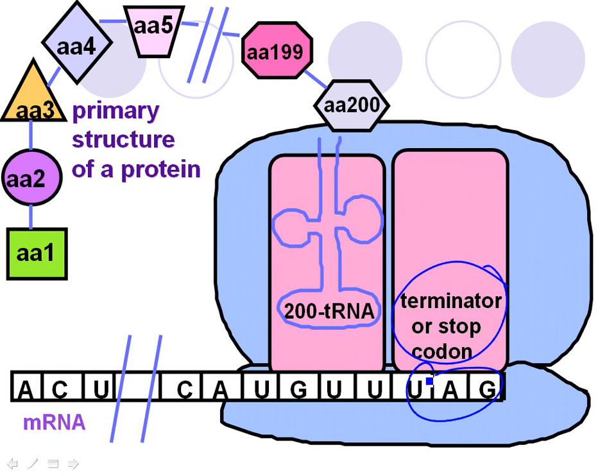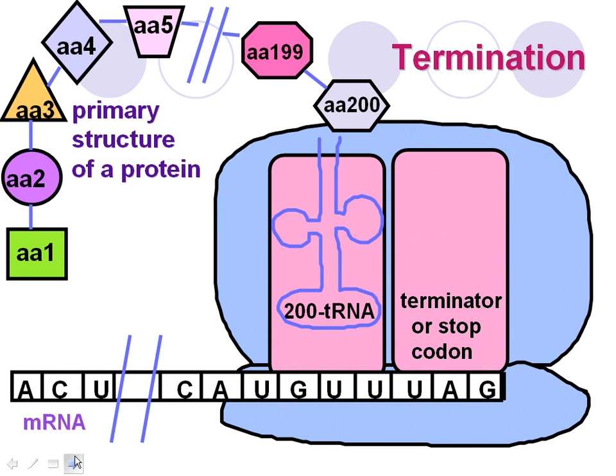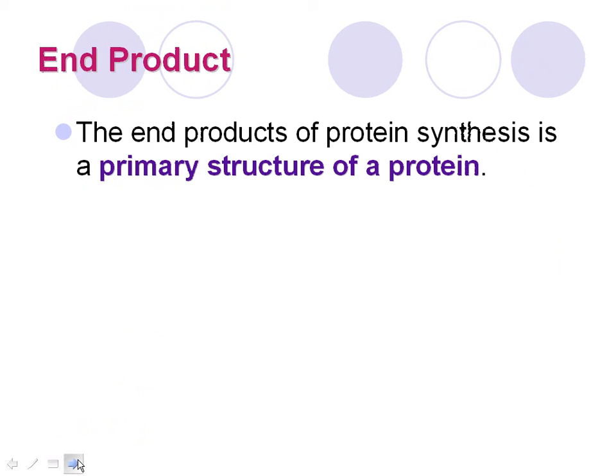Okay, UAG. So remember, if you look on page 103 in your textbook and look at what UAG says, it says it's a stop codon. Okay, so this is going to terminate that protein's synthesis process. So that's termination. So then our end product is what? The primary structure of a protein.